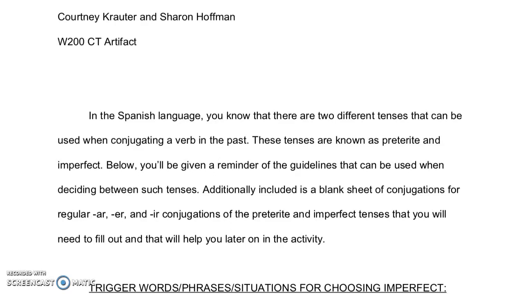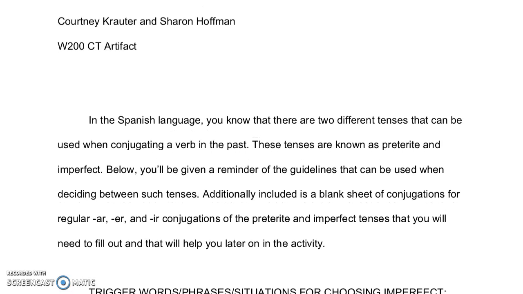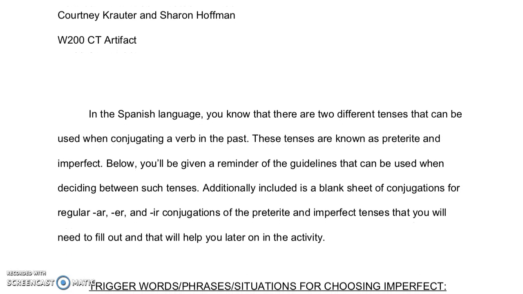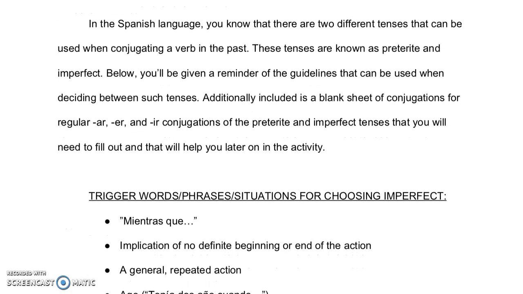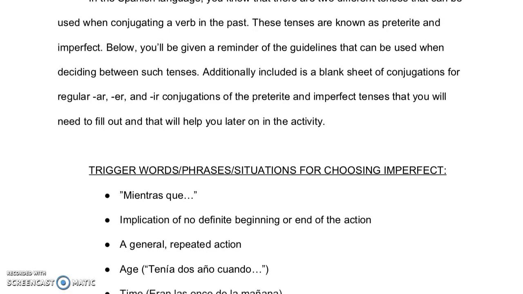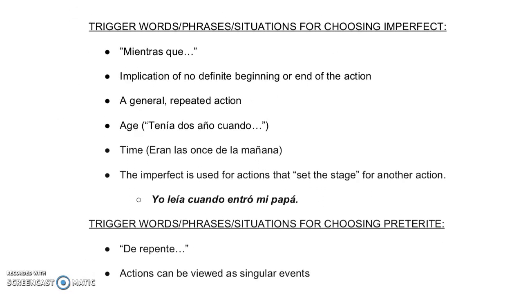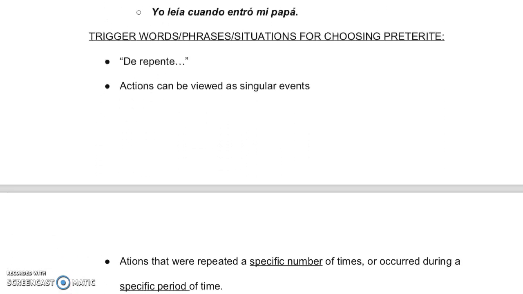So our computational thinking artifact is a lesson plan in Spanish, and we've decided to give a lesson on imperfect and preterite verbs in Spanish. And so it starts out as a lesson. At first we talk about how there are different tenses that can be used when conjugating a verb in the past, and we give trigger words as to choosing which verb to choose. So this is a lesson for the students.